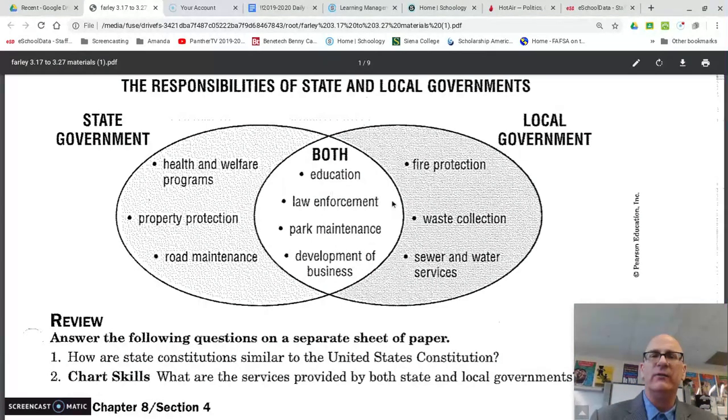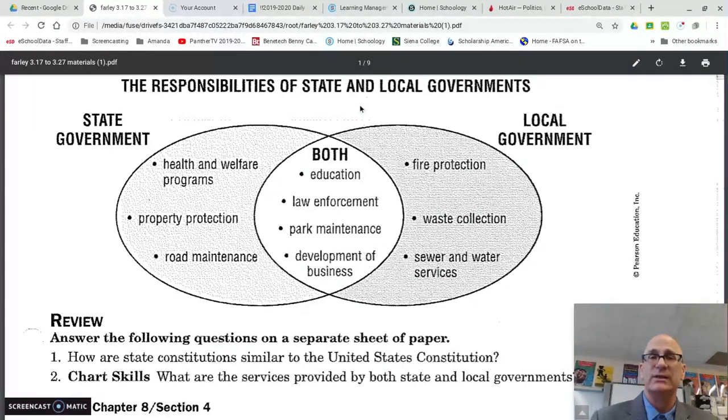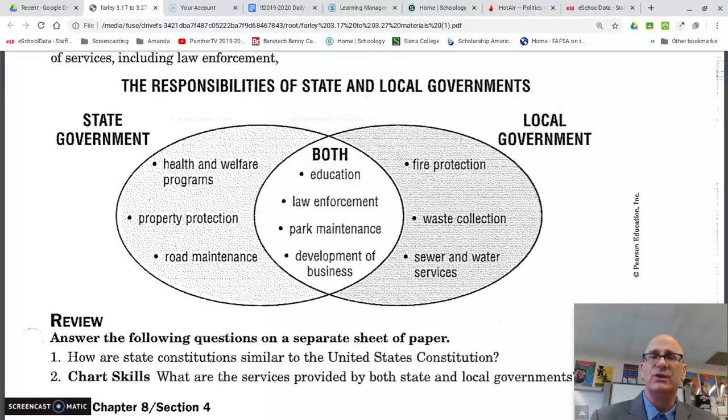And in the area of the overlap where the two circles cross, you've got functions of both state and local government. As you can see, state and local government both have a responsibility in the education of our young people. State and local government have a responsibility for law enforcement. Note that there are state police and there are also local police. Also, park maintenance is a function of local government. The town park in Hoosick Falls is maintained by the village or the town of Hoosick Falls, while state parks like Cherry Plain or Grafton or Lake George are maintained by state government. And also you see a responsibility for both state and local government for the development of businesses.